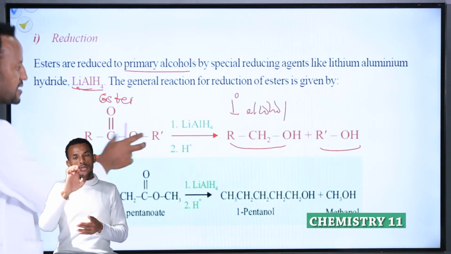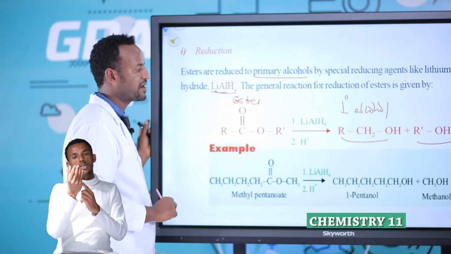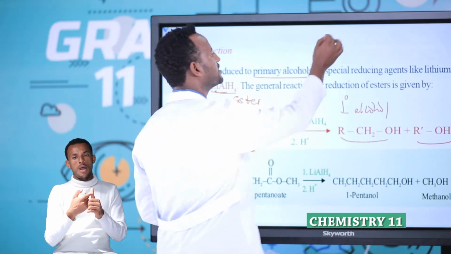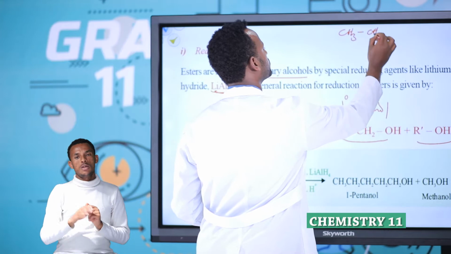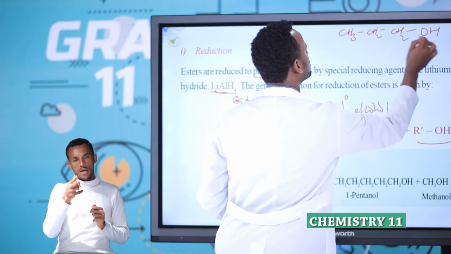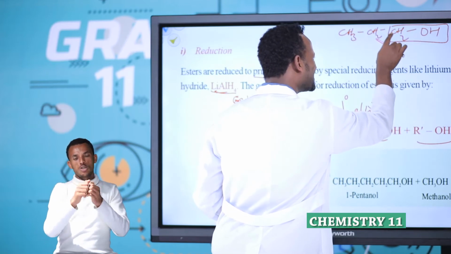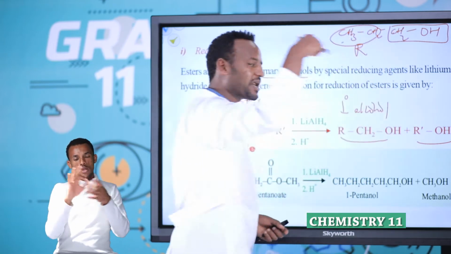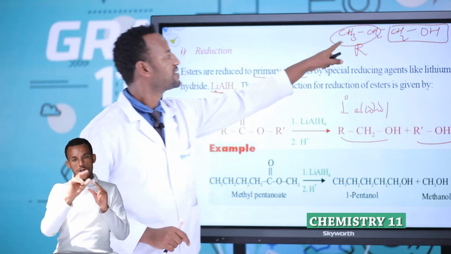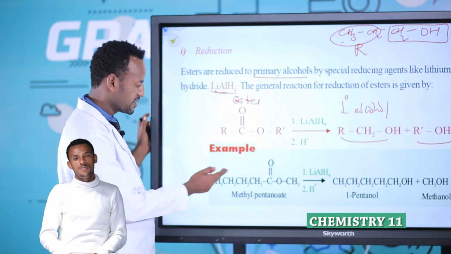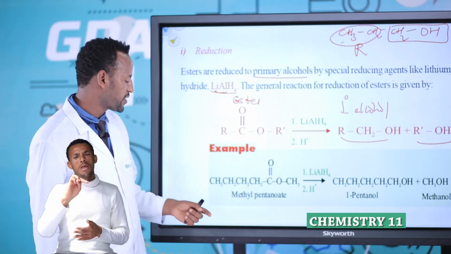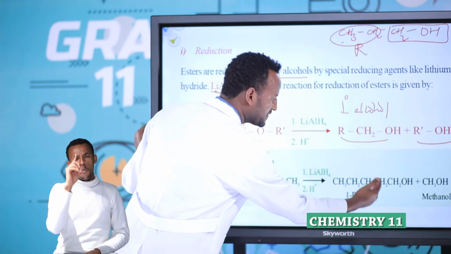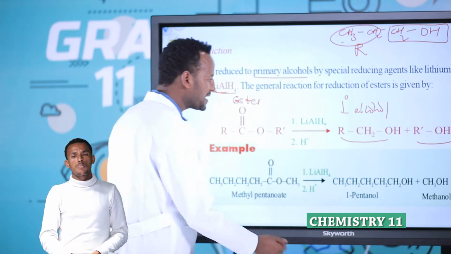Therefore, ester, by using a special reducing agent like lithium aluminum hydride, gives two alcohols. But one alcohol is always primary alcohol. For example, CH3CH2CH2OH. Look, this carbon is connected with OH, and this carbon is connected to only one R group. Therefore, this carbon is connected with only one carbon group, so it is a primary alcohol. Look at this one. This is methyl pentanoate, an ester. This ester produces 1-pentanol and methanol. 1-pentanol, this one.